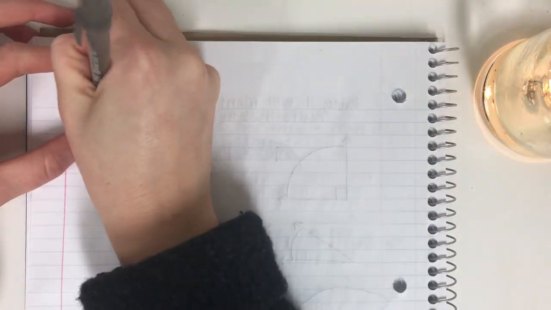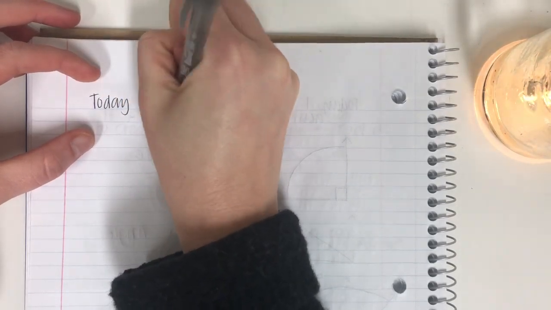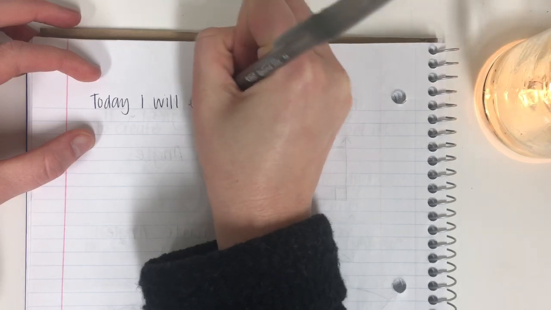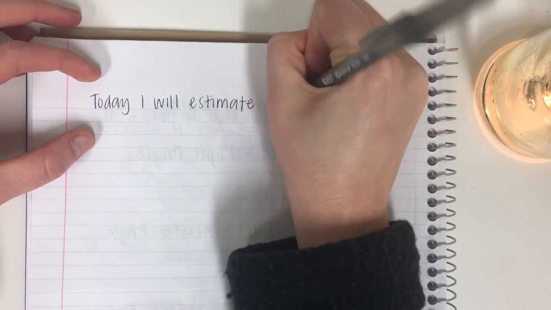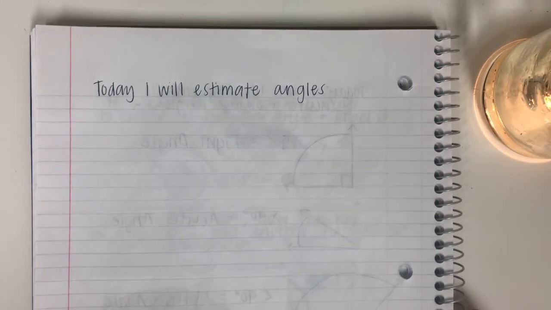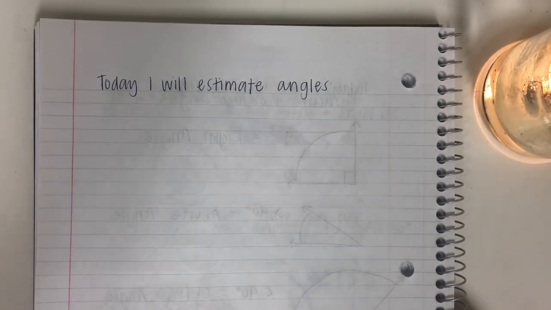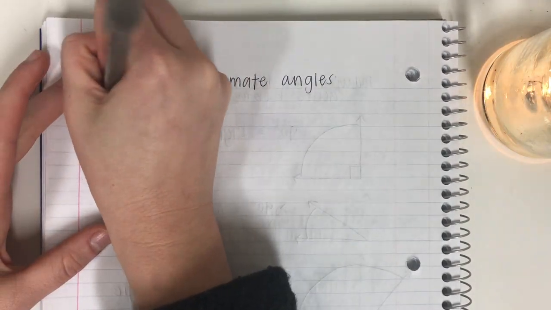Okay, let's write our objective. Today I will estimate angles. Okay, let's look at our steps. When we come across an angle that does not have the degrees on it, we have to make an estimation. So here are our steps.